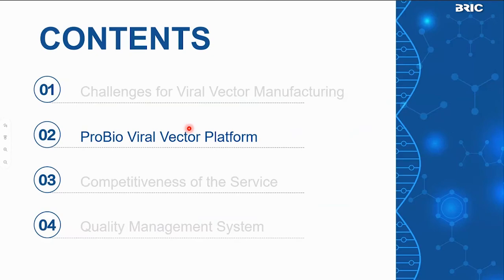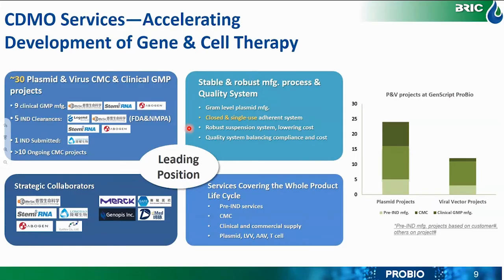GenScript ProBio has a plasmid and viral vector process development and GMP manufacturing platform. GenScript ProBio has two platforms. One is plasmid, another is viral vector. Currently, the platform can serve different types of plasmid and viral vector purposes.